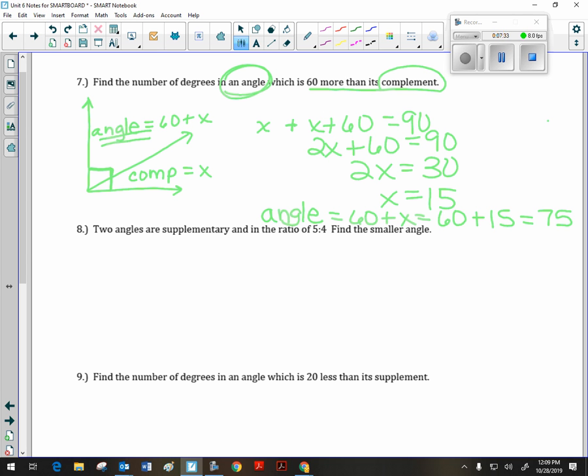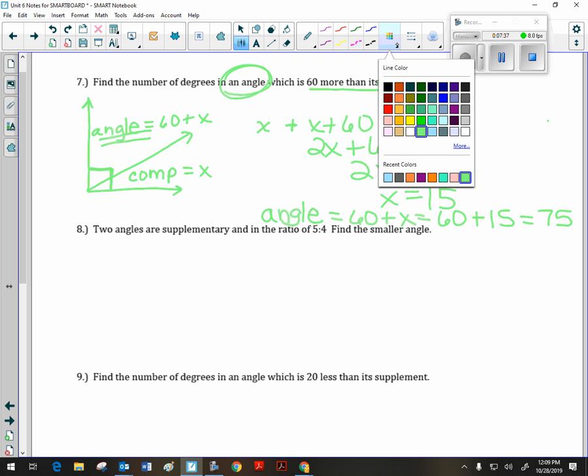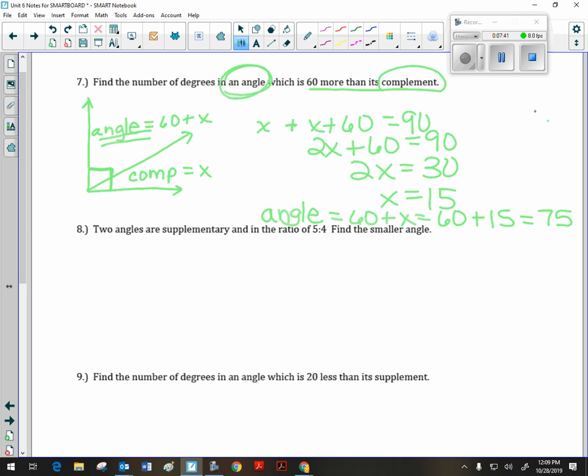Questions 8 and 9 change the scenario a little bit, not a lot, but a little bit, just enough that we're going to end up having to change the picture that we're going to use here. Because in number 8, it talks about supplementary angles, and we know that when we do supplementary angles, we always draw a picture that looks like this. In this case, they're talking about them being in a ratio again. When you have a ratio of 5 to 4, one of them is 5x and one of them is 4x. That's the part that you have to remember. If you don't remember that, you're not going to be able to do this question.